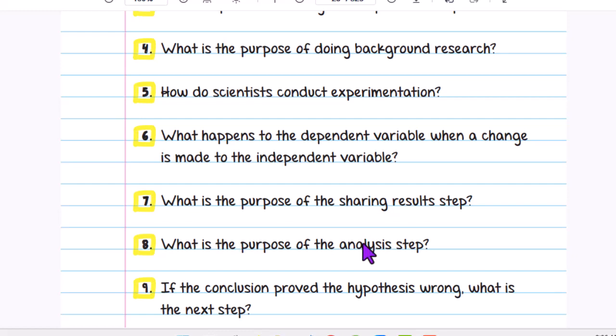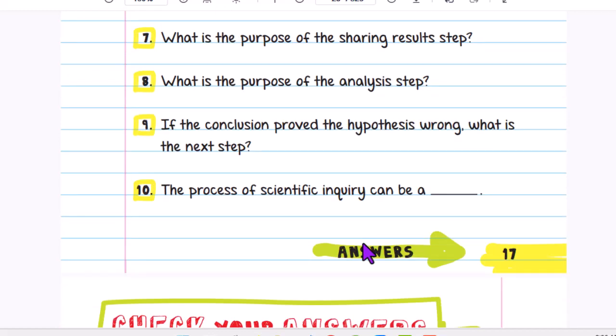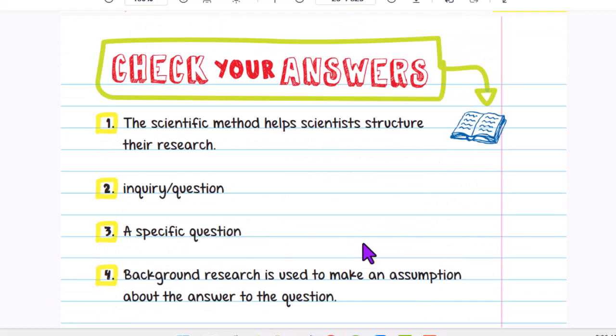What is the purpose of sharing results? What is the purpose of analyzing steps? If the conclusion proves the hypothesis is wrong, what is the next step? The process of scientific inquiry can be what? The scientific method helps scientists find the answers. The scientific method helps scientists structure their research.